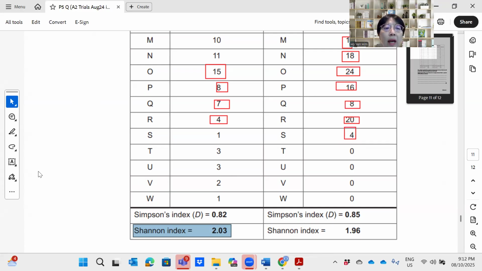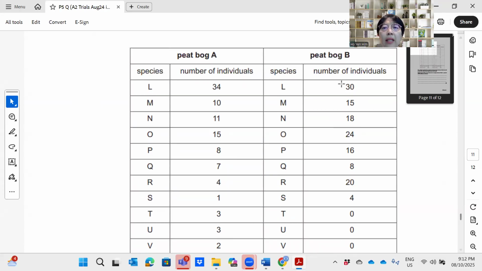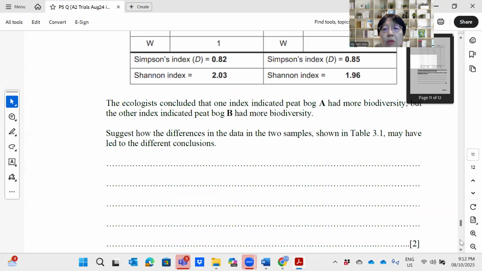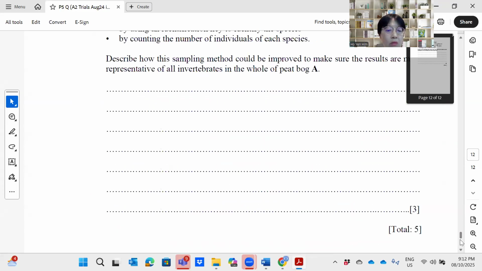So individually, they're higher, and you add up the total number of individuals, it is higher. Each species is also higher in number, except for L. This is 30, but this is 34. But the rest of them, each species, their number is higher in B than A. So it applies whether you say individual species or total number of individuals, which adds up to the highest.